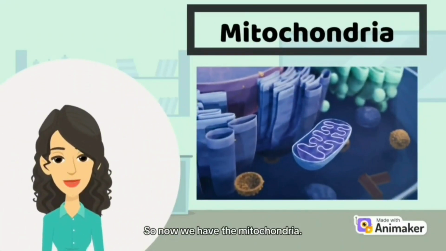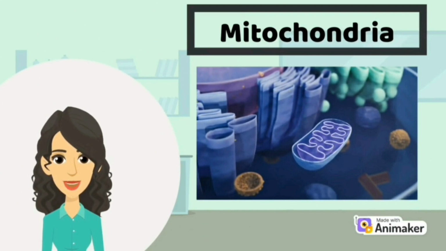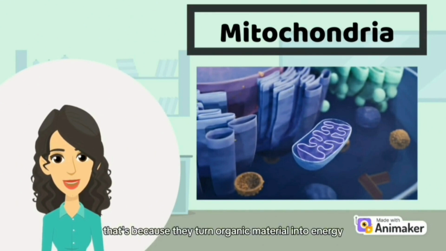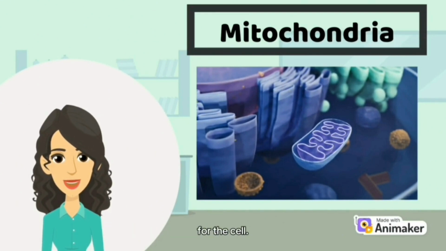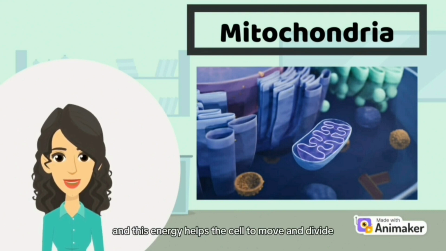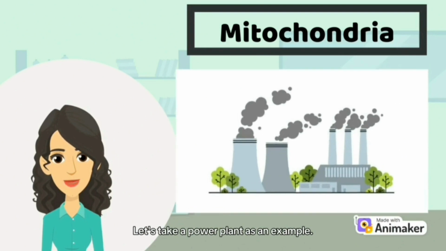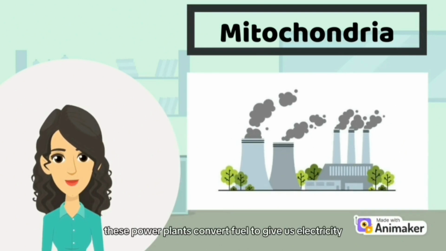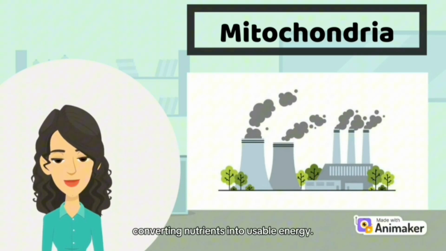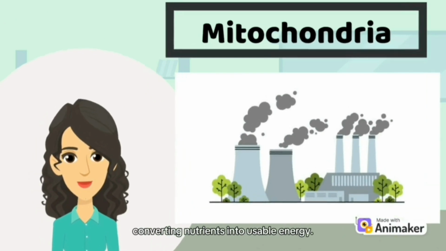So now we have the mitochondria. They are known as the powerhouse of the cell. But do you know why? Well, that's because they turn organic material into energy for the cell. And this energy helps the cell to move and divide. Let's take a power plant as an example. These power plants convert fuel to give us electricity, much like a mitochondria converting nutrients into usable energy.